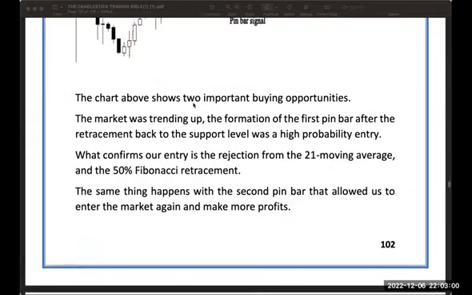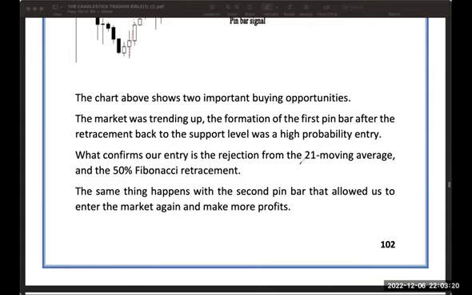The chart above shows two important buying opportunities. The market was trending up. The formation of the first pin bar after the retracement back to the support level was a high probability entry. What confirms our entry is the rejection from the 21 moving average and the 50% fib retracement level.